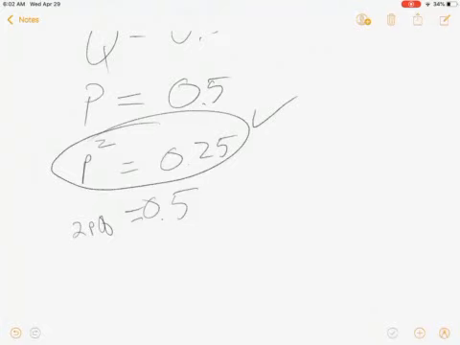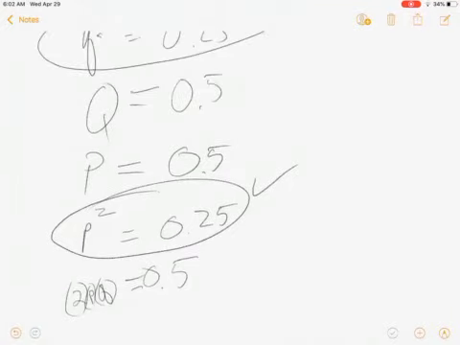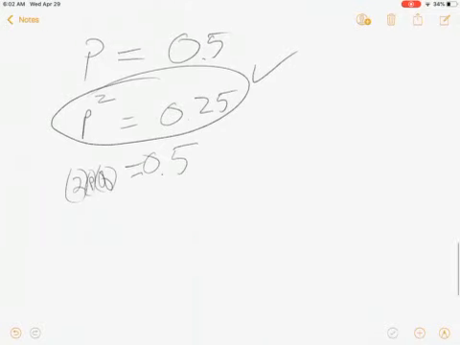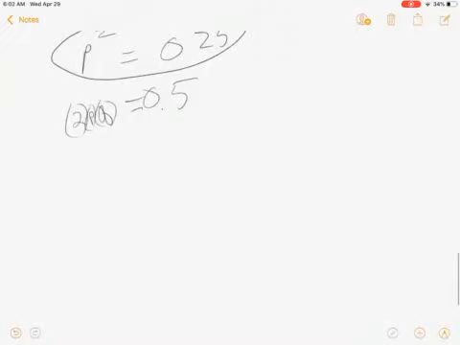The other way to do that is 2 times p times q. Well, I want to get 2 times p times q. That's 2 times 0.5, right? Which is 1, times 0.5, because that's the q part, would be 0.5. And we're done with that. And that's how you solve Hardy Weinberg problems.